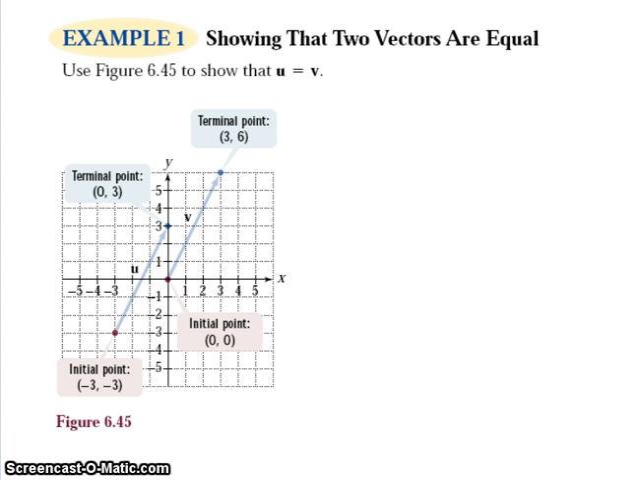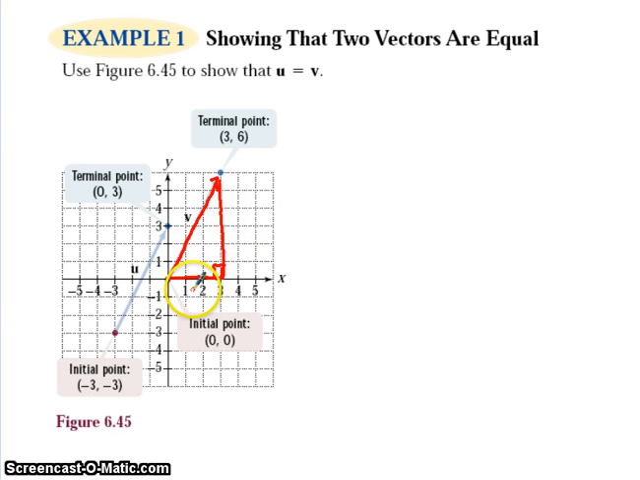So we show that 2 vectors are equal to each other by proving that the magnitudes are equal and the directions are equal. If we want to find the magnitude of the vector, then we literally need to figure out the length of the vector, which is essentially the distance formula. So subtract the 2 x values and subtract the 2 y values, and you're going to have the legs of your triangle here.